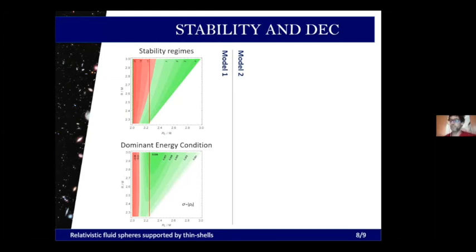And here, this is not what we observe. Here, we have this region where the dominant energy condition is violated, but still the solution is stable. So this is a counterexample to the result that Eric Poisson had almost 30 years ago.